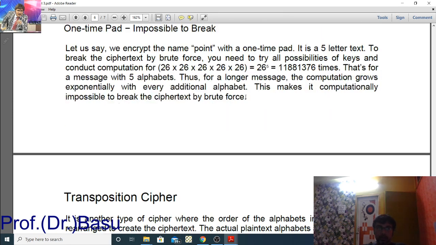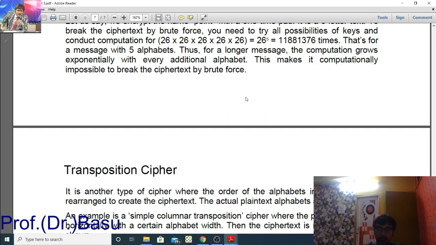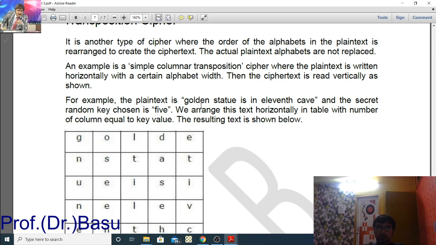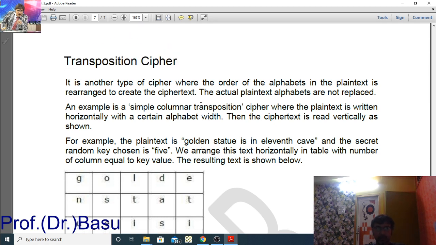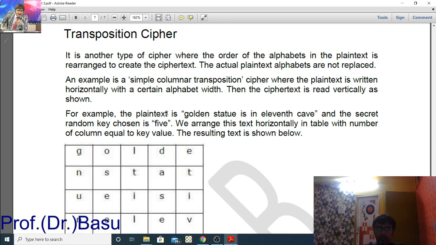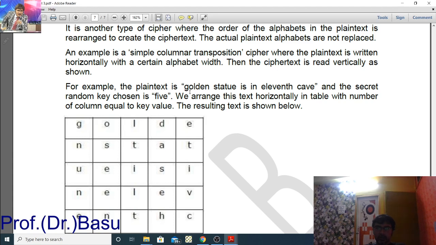So for the earlier systems as far as cryptography is concerned, next comes the transposition cipher. Here we get a transposition. How? See, for example, the plain text is: Golden statue is in 11th cave.